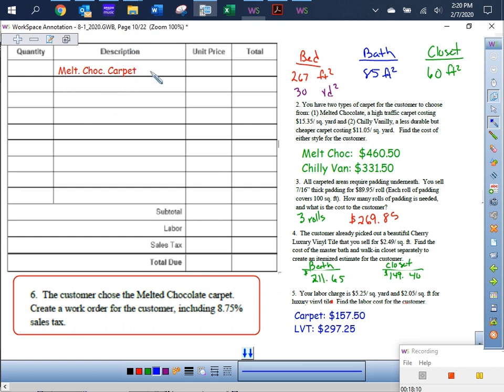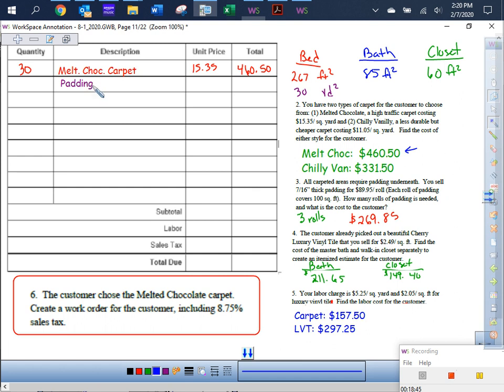And let's talk about the quantity. Since we sold that by the square yard, would you believe we had 30 square yards? And we'll tell them what the unit price was. It was $15.35. You don't need any dollar signs in here if you don't want to, per square yard. And we said that was a grand total of $460.50. So we have all this stuff basically figured out already. We just have to organize it in the work order.